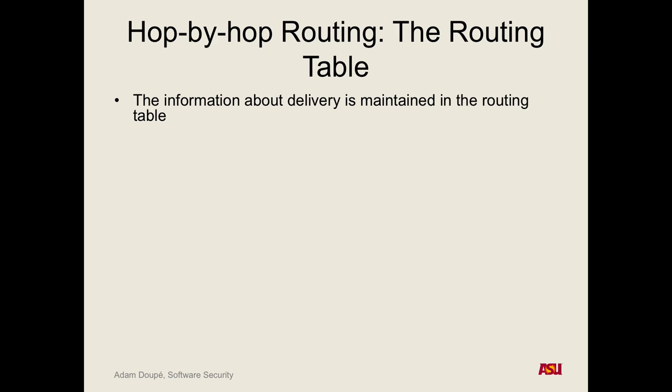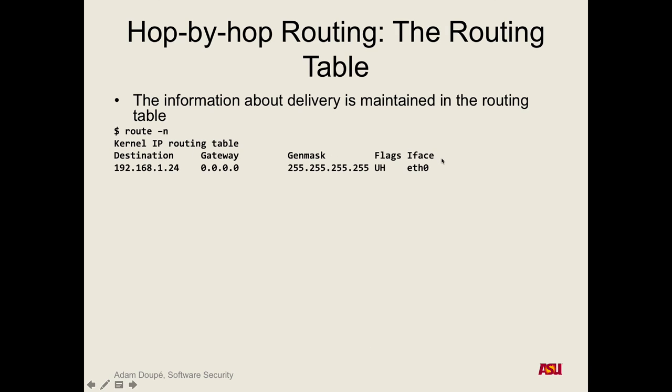So each hop in the network is maintaining this table. In new versions of the Linux kernel, the route command I think maybe still works, but is subsumed by the ip command. Anyways, you can just Google how to look at routes on your operating system. It'll show you its routing table, so it'll say the destination, the gateway, some mask, flags, and what interface.